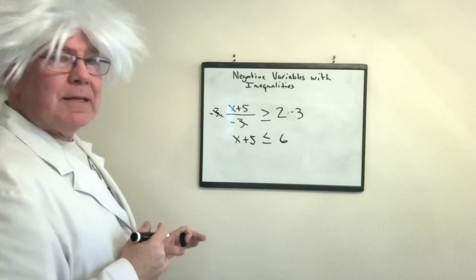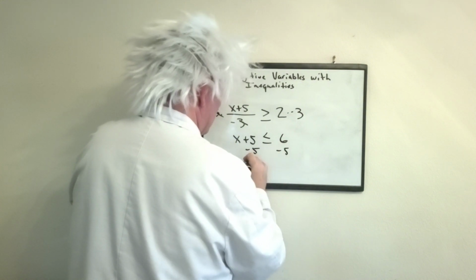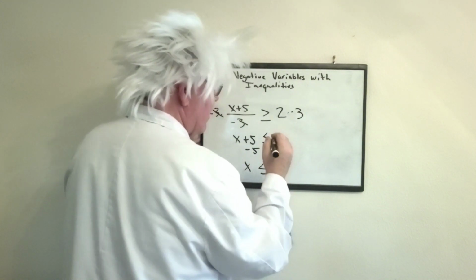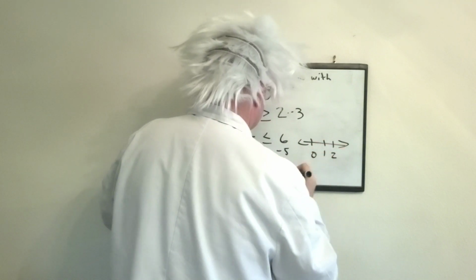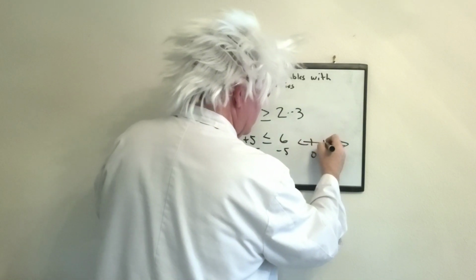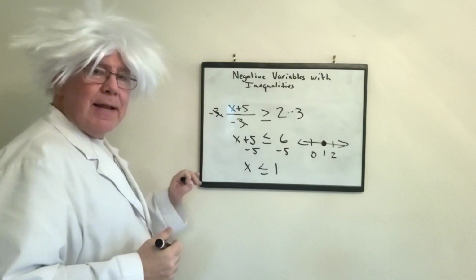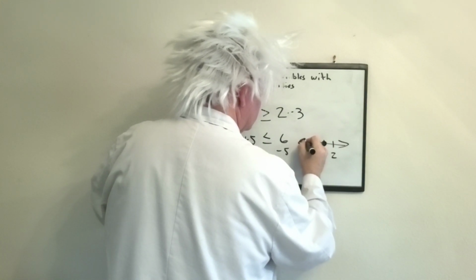Last but not least, you ready? We subtract 5 from both sides, and x is less than or equal to 1. Now, graphing that, is it open or closed? Because the equal sign is there, it's closed. And does it go left or right? It points to the left.